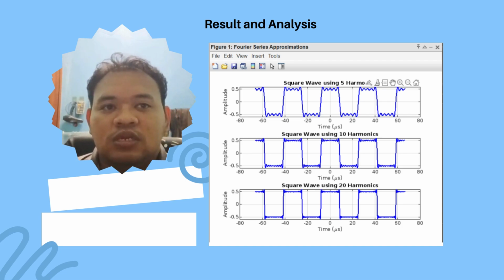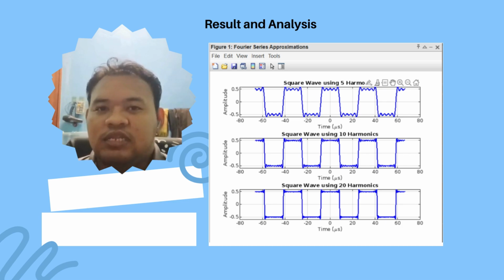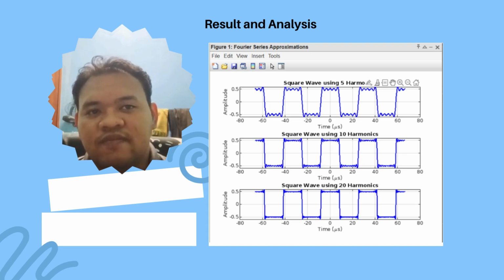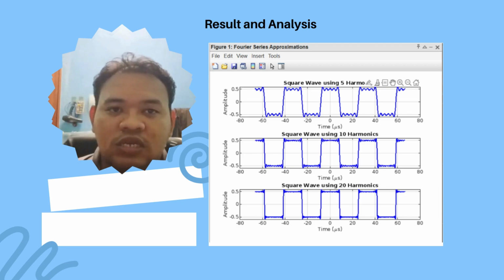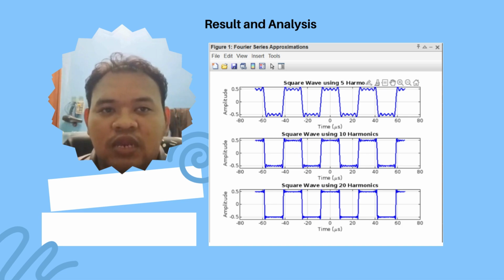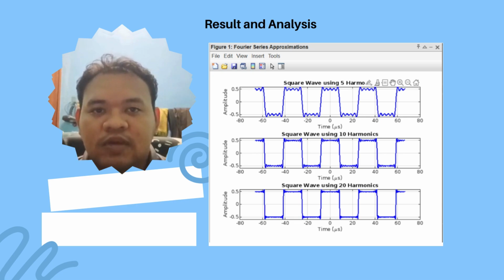The result showed that with only 5 harmonics, the waveform roughly resembles a square wave, but has rounded transitions. It lacked the edge characteristics of an ideal square wave. Then, using 10 harmonics shows a much clearer result. The high and low levels were more stable, and the rising and falling edges are steeper.